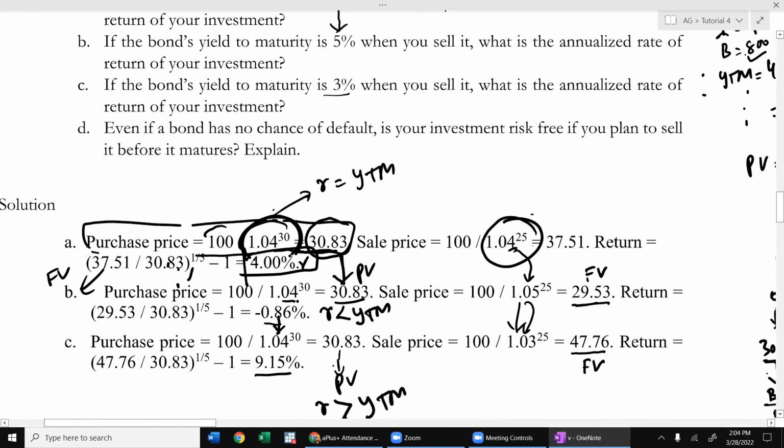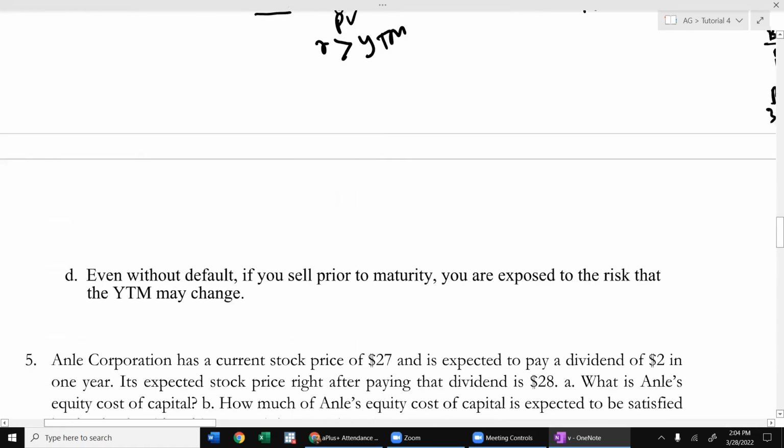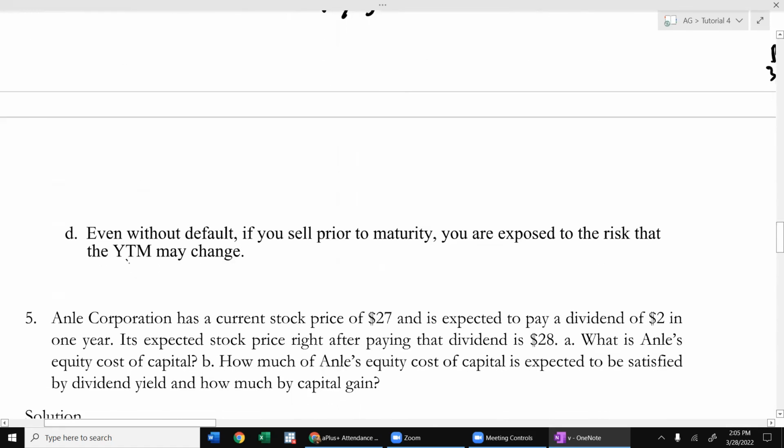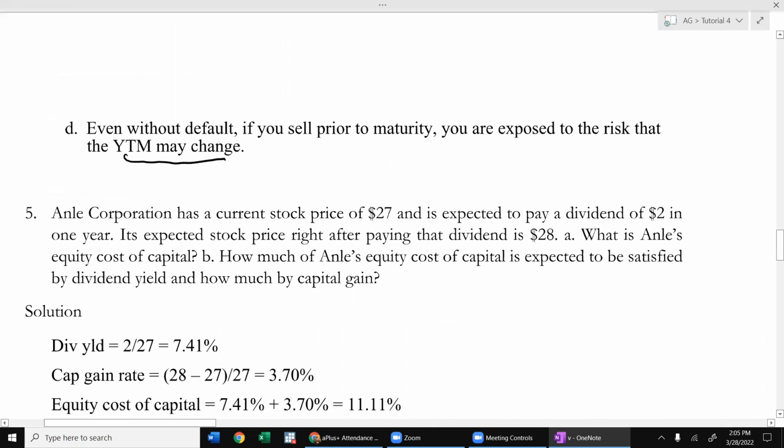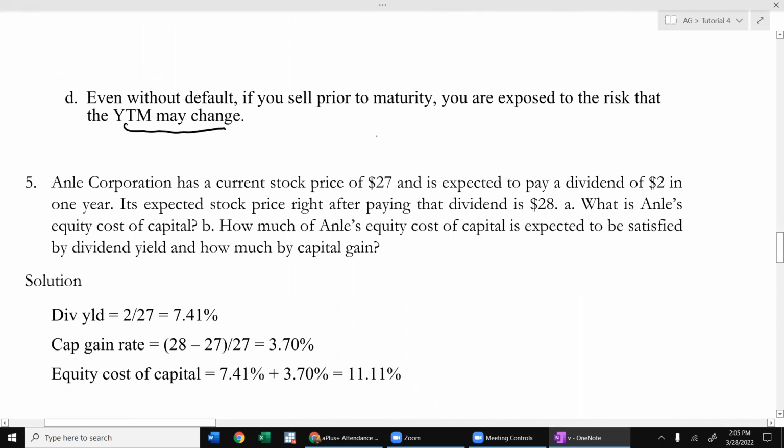Changing market interest rate actually affects, because if the interest rate increases in the market when you sell it, it means you will make a loss. So changing interest rate or changing YTM is actually the reason that brings some exposure to the risk. Okay. Next, now we are going to solve the questions for the stock valuation.